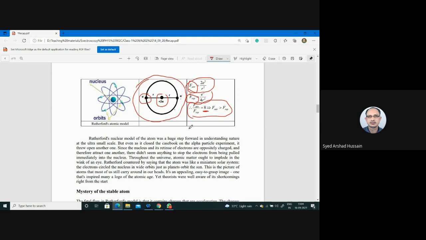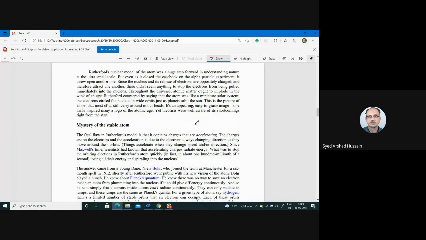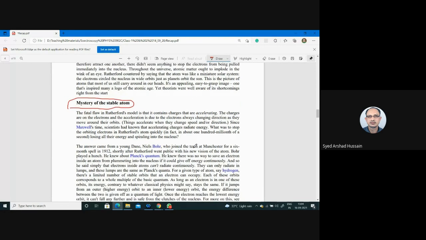Okay, so this was some kind of good. Everybody accepted the thing in a good manner. But again, after some time, people were analyzing the stability of the system. Then scientists noted that according to Rutherford's model, the nucleus is confined within the center of the atom.